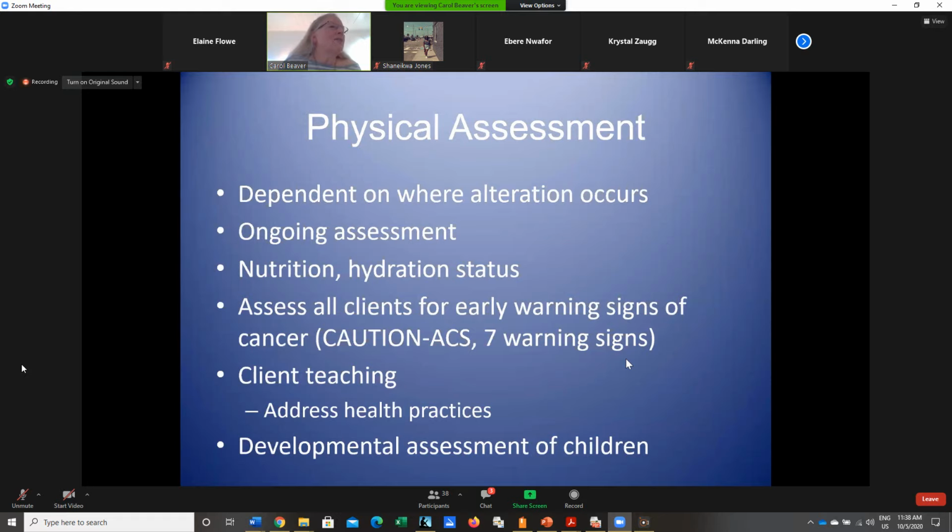I don't have a good association thing with this to just memorize it. But if you look at all of those 7 things, I think you'll be in good shape. The change in bowel or bladder habits, you could have a change in any place in your body. But anyway, change in bowel or bladder habits, a sore that does not heal.